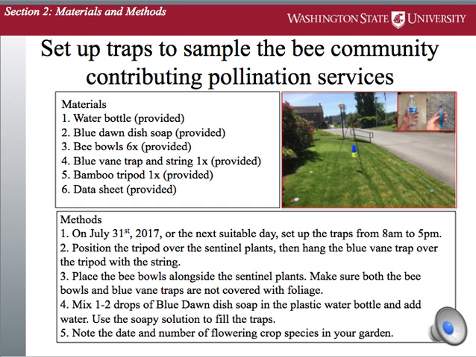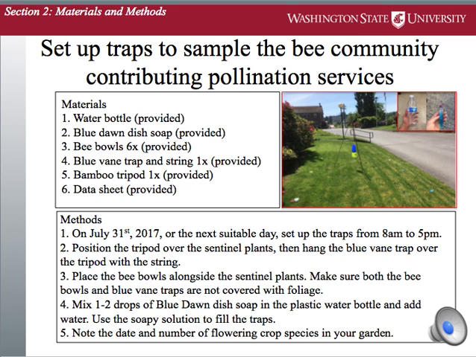The next thing you'll need to do is mix 1 to 2 drops of your Blue Dawn dish soap in your plastic water bottle and add water. And then you'll essentially make a soapy solution there. You need to shake that up, and then you can just pour that soapy solution into your traps. You'll need to make the soapy solution a few times, probably once for your bee bowls, and then you'll need to make another soapy solution for your blue vein trap.